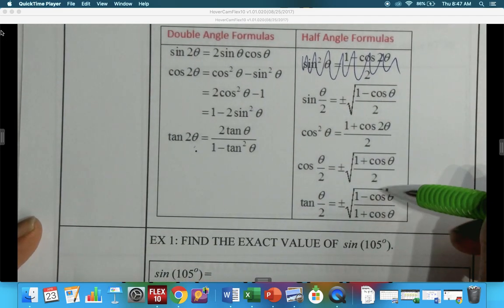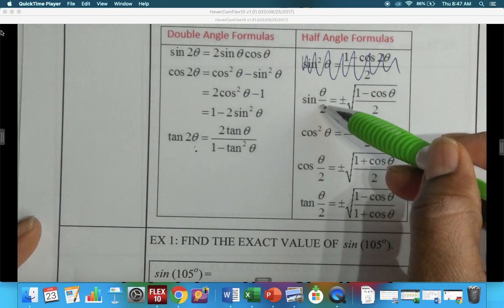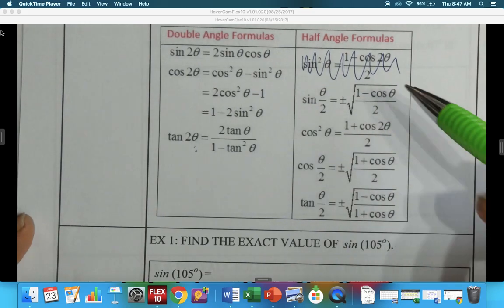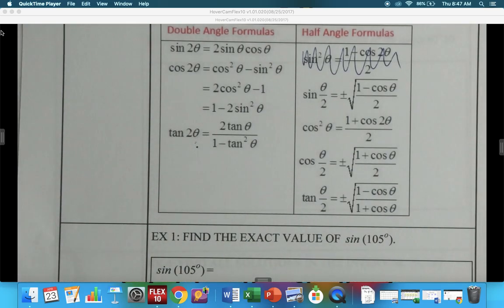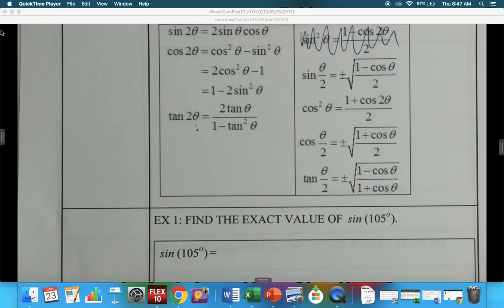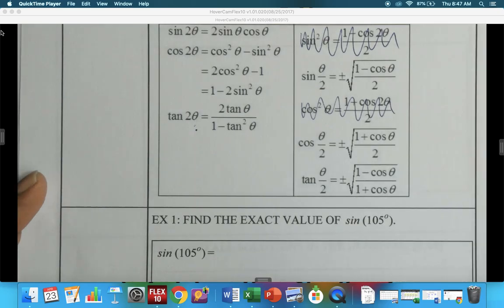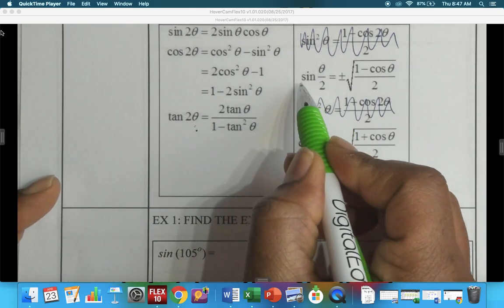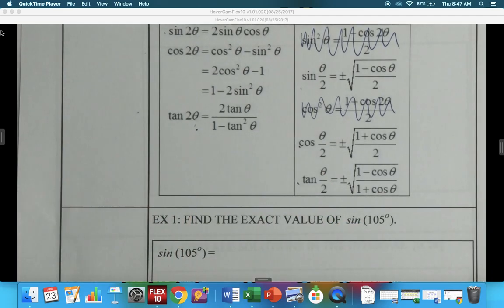So like my example, if I was asked for sine of 15 degrees, because 15 is 30 divided by 2, we could say, let's find cosine of 30 and evaluate. The plus or minus signs just depend on where you are in the unit circle, or on the XY plane, so make sure you know where you are on the XY plane. We're not going to use those 2 formulas. So we have our half angle formulas for sine, cosine, and tangent, and our double angle formulas for sine, cosine, and tangent.